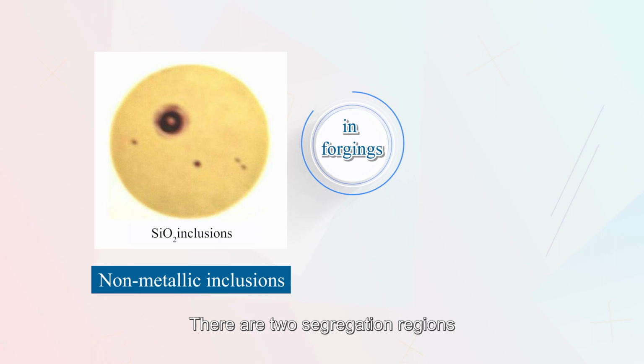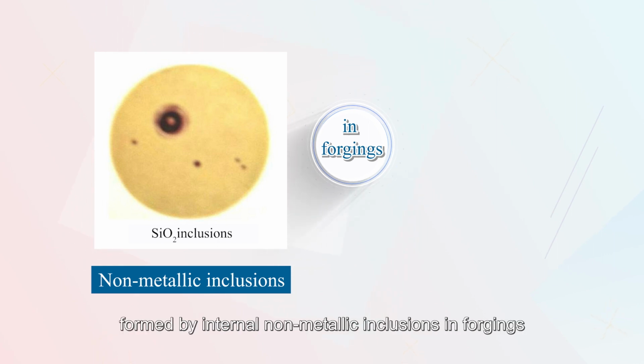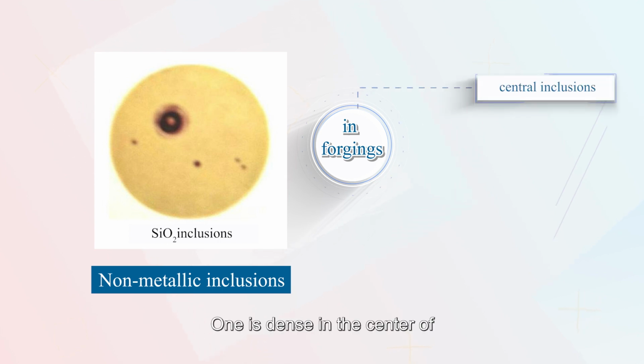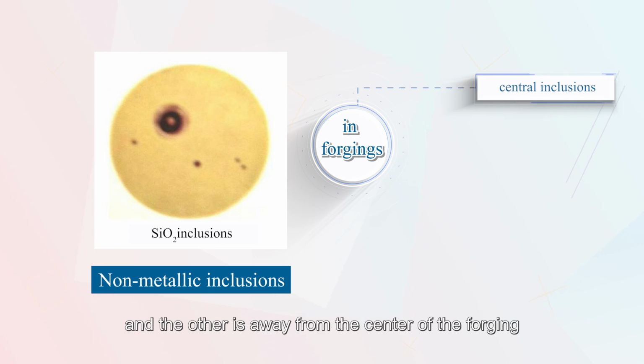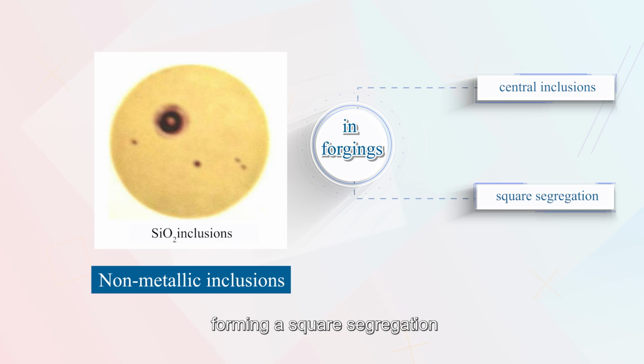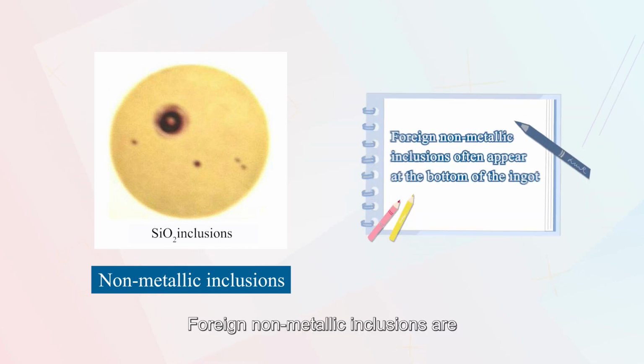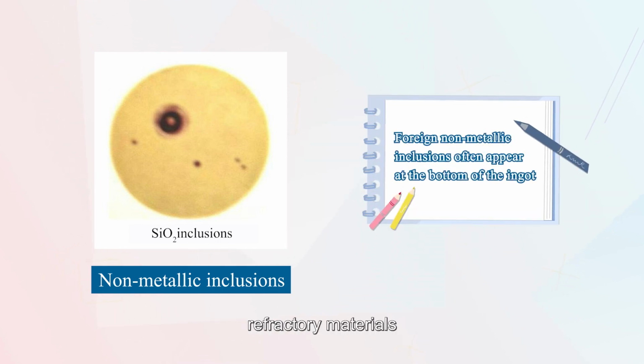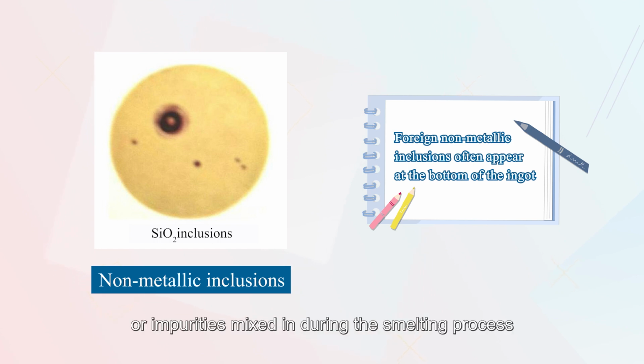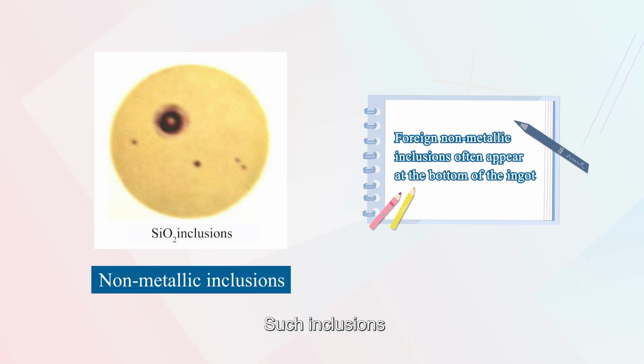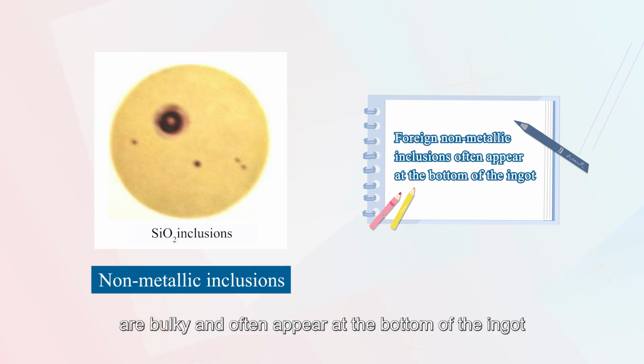There are two segregation regions formed by internal non-metallic inclusions in forgings. One is dense in the center of the forging to form central inclusions, and the other is away from the center of the forging part, forming a square segregation. Foreign non-metallic inclusions are refractory materials or impurities mixed in during the smelting process. Such inclusions are bulky and often appear at the bottom of the ingot.